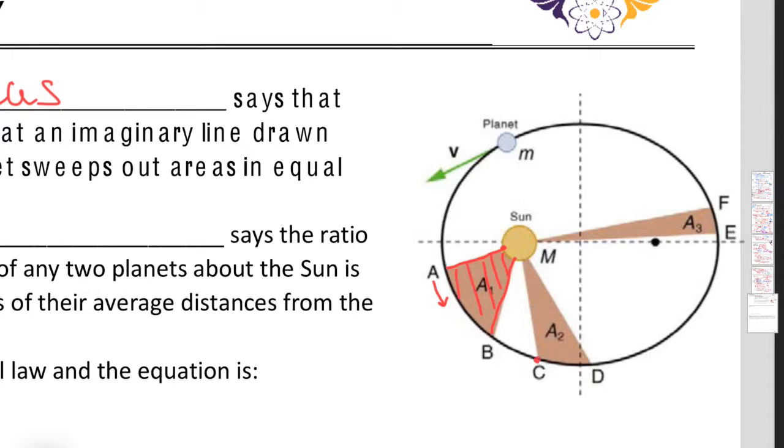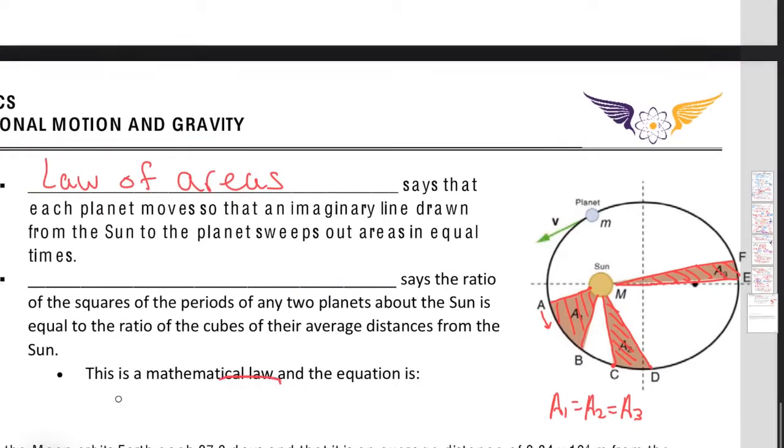Then we do the same thing. We connect it at position C, and then we let it sweep out to position D. And then we go all the way out here to E and F. The law of areas says that area 1 equals area 2 equals area 3. And officially it says that each planet moves so that an imaginary line drawn from the sun to the planet sweeps out areas in equal times.